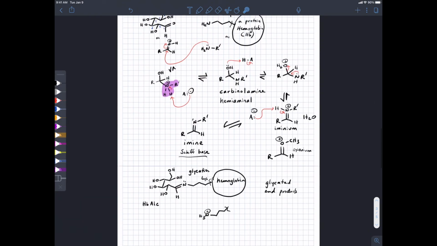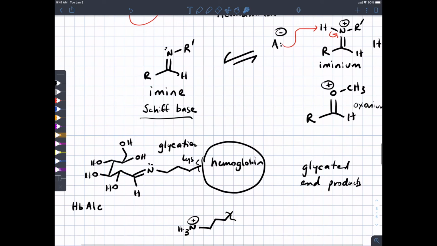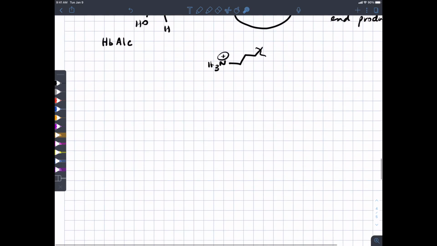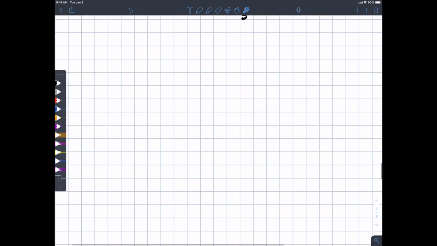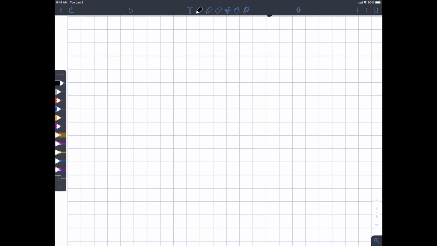Okay, so we are shifting gears a little bit away from the Schiff bases. Shifting, shift. Good, good. Groaning is the appropriate response to that dad joke.